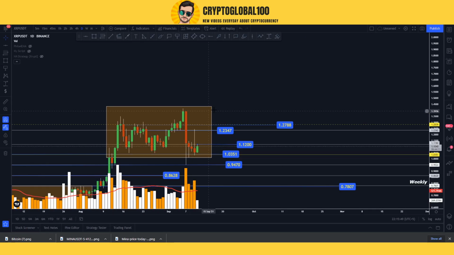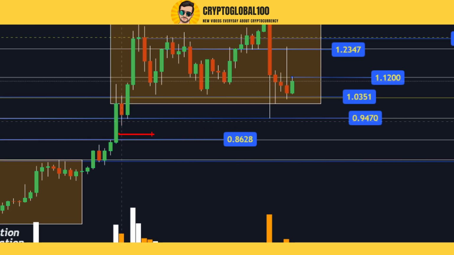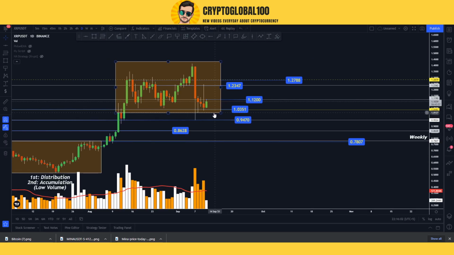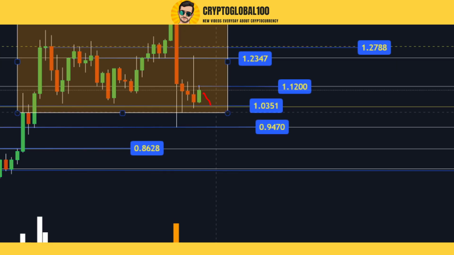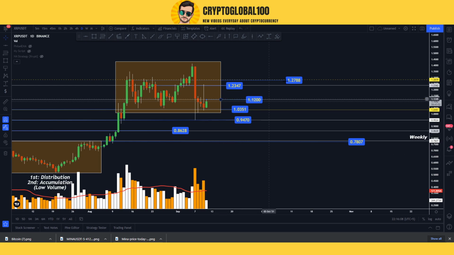Keep in mind, guys, this area has not been tested. 0.86 has not been tested. Maybe this area is going to be tested in the future, like this one, another candle going down. But again, if this area holds, then it depends on the volume. The volume is very low, it needs to increase. So currently the price is ranging. It can go either up or down, not a clear direction, but I wanted to show you the clear picture of XRP.